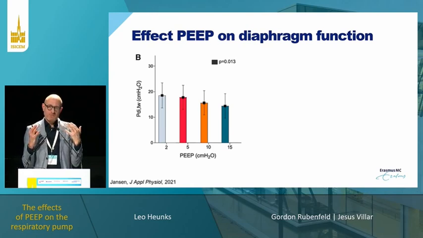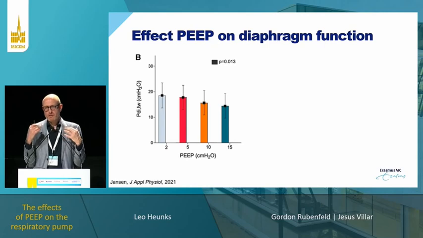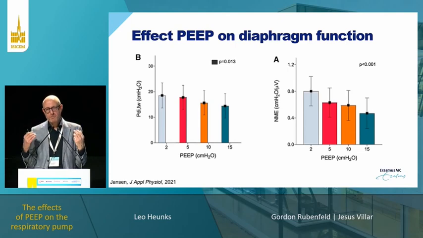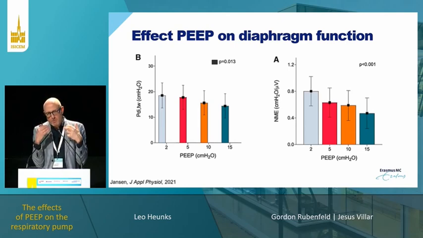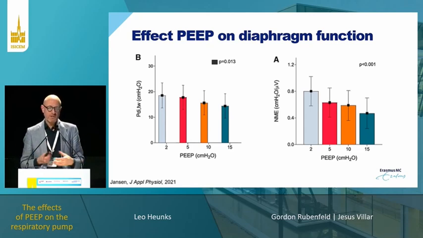We looked at the contractile properties of the diaphragm. Double balloon catheters, gastric esophageal balloons, were inserted, and the phrenic nerves were magnetically stimulated to investigate the pressure generating capacity. As you can see here, the higher the level of PEEP, the lower the level of pressure that could be generated. So PEEP impairs pressure generating capacity of the diaphragm. In fact, if we looked at the neuromuscular efficiency, so how much pressure do you generate for a certain drive, it decreased with PEEP.